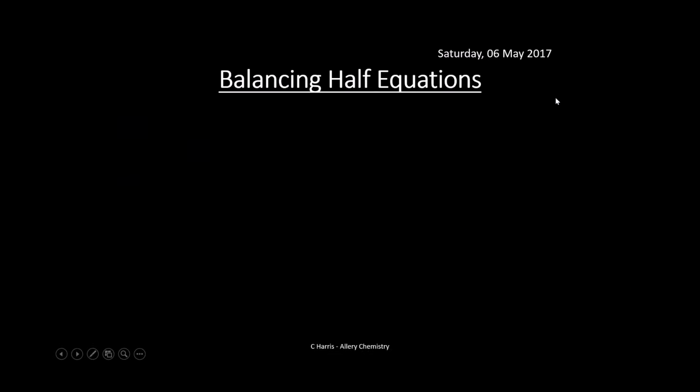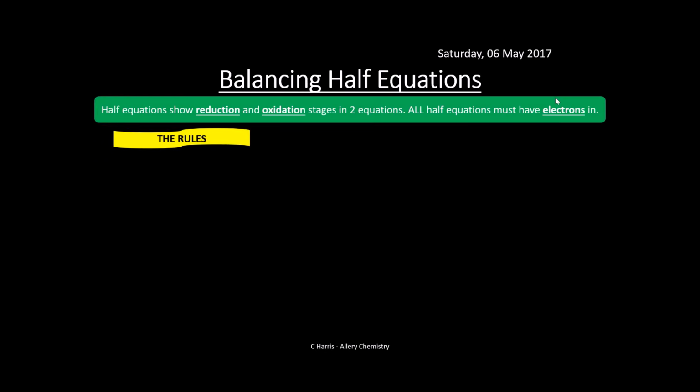Okay, right. So we looked at some half equations right at the start of this video, and we need to know how to balance these. Half equations basically show us the reduction and oxidation stages in 2 equations. All half equations must have electrons in. That's a classic sign of a half equation. It has to have electrons in.